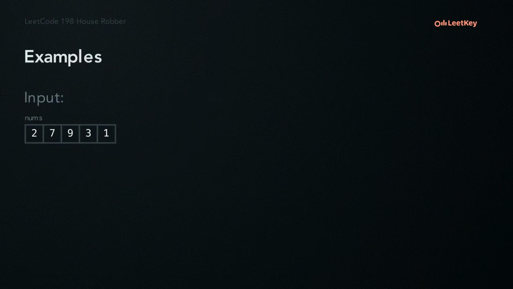Example 2. Input nums is 2, 7, 9, 3, 1. Output is 12. Rob house 1, money is 2. Rob house 3, money is 9. And rob house 5, money is 1. Total amount you can rob is 2 plus 9 plus 1 equals 12.